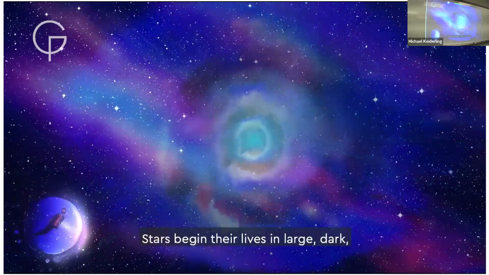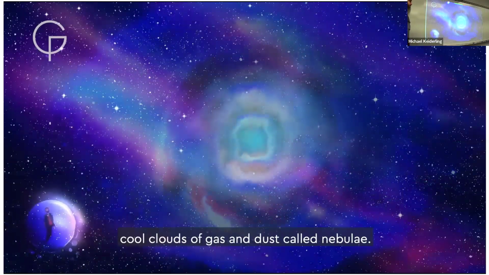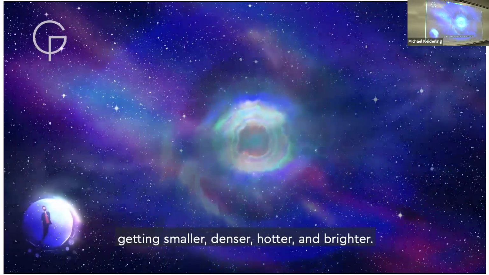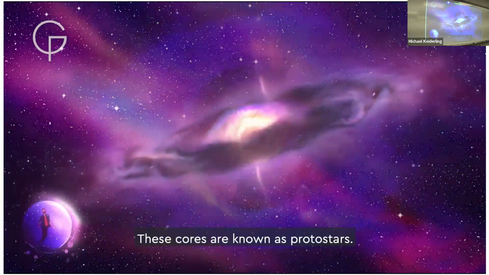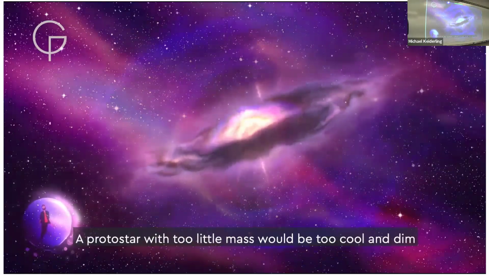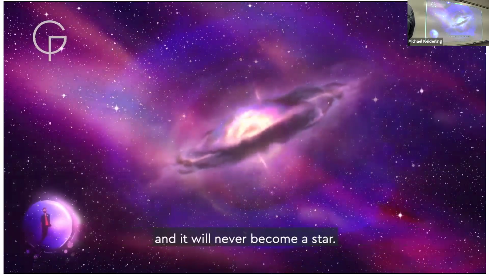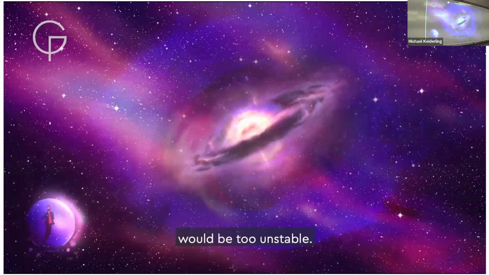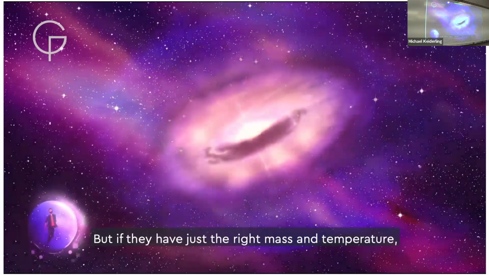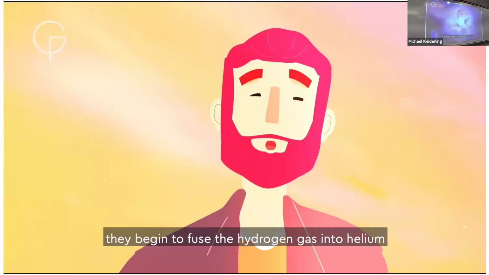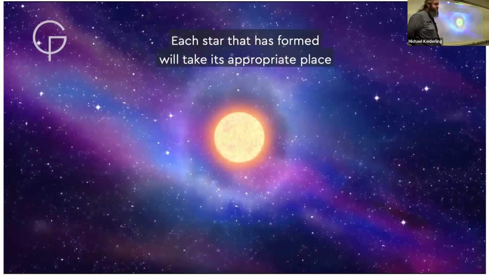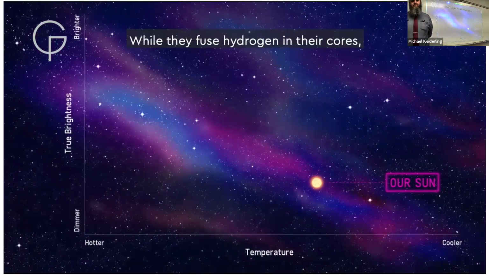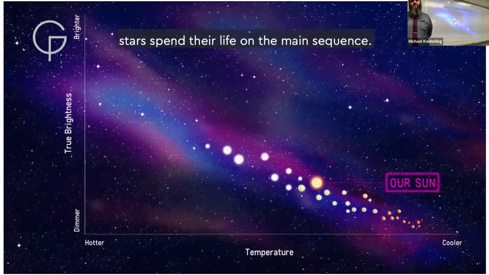Stars begin their lives in large, dark, cool clouds of gas and dust called nebulae. Pockets within these nebulae can begin to contract, getting smaller, denser, hotter and brighter. These cores are known as protostars. A protostar with too little mass would be too cool and dim, and it will never become a star. And an excessively massive, hot and bright protostar would be too unstable. But if they have just the right mass and temperature, they begin to fuse the hydrogen gas into helium, and a star is born. Each star that is formed will take its appropriate place on the main sequence of the HR diagram. While they fuse hydrogen in their cores, stars spend their life on the main sequence.